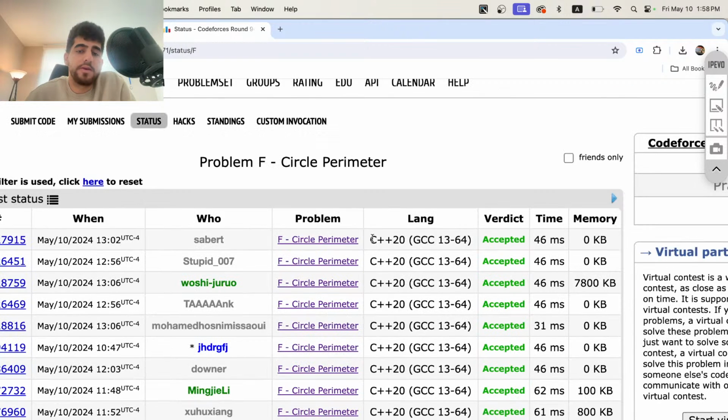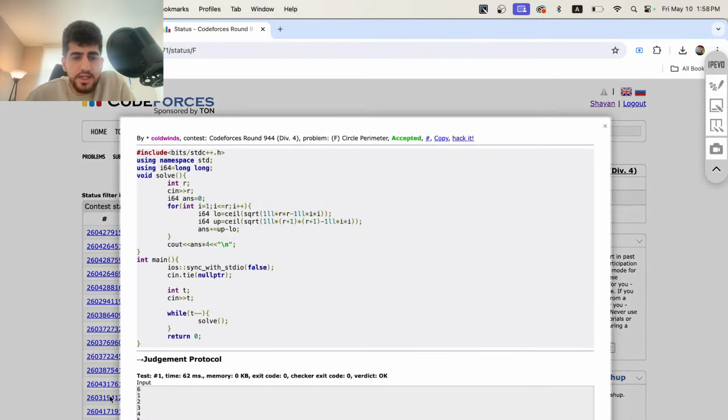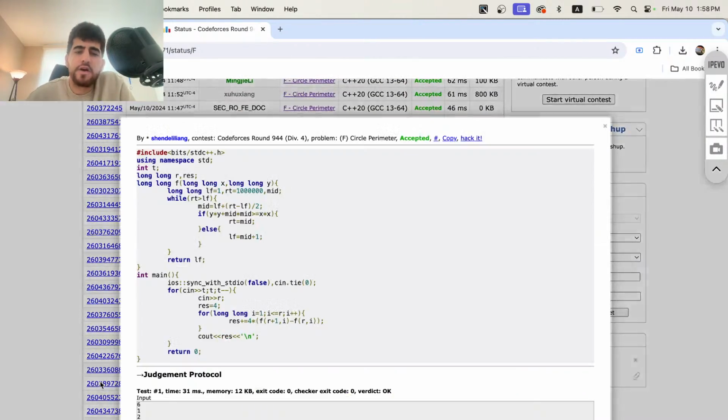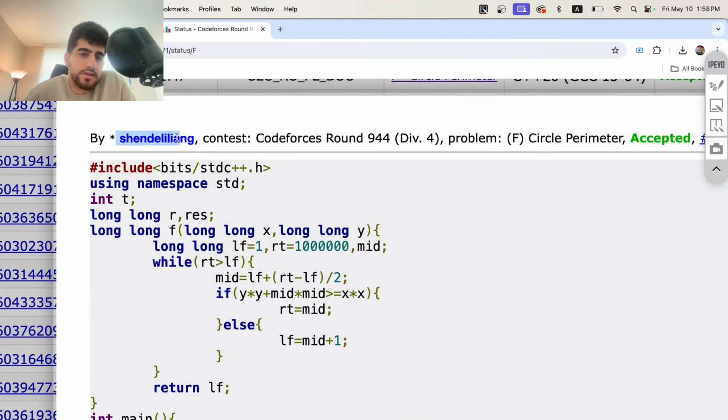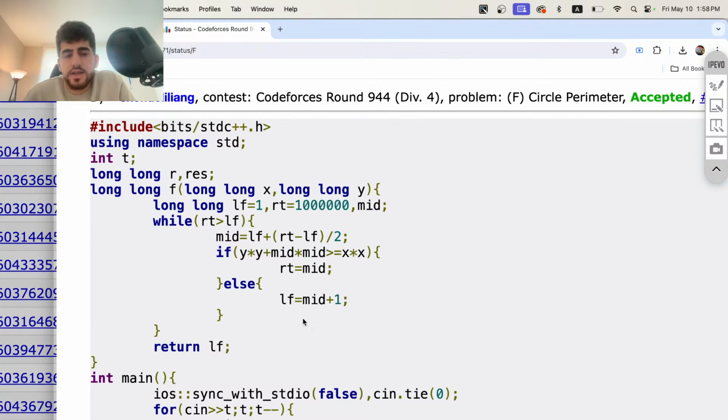About the previous problem, if you want to see the binary search implementation, if you search the codes, you will find one that has implemented binary search. For example, this one. You can see its ID, and just see how he's done it. He has used binary search.